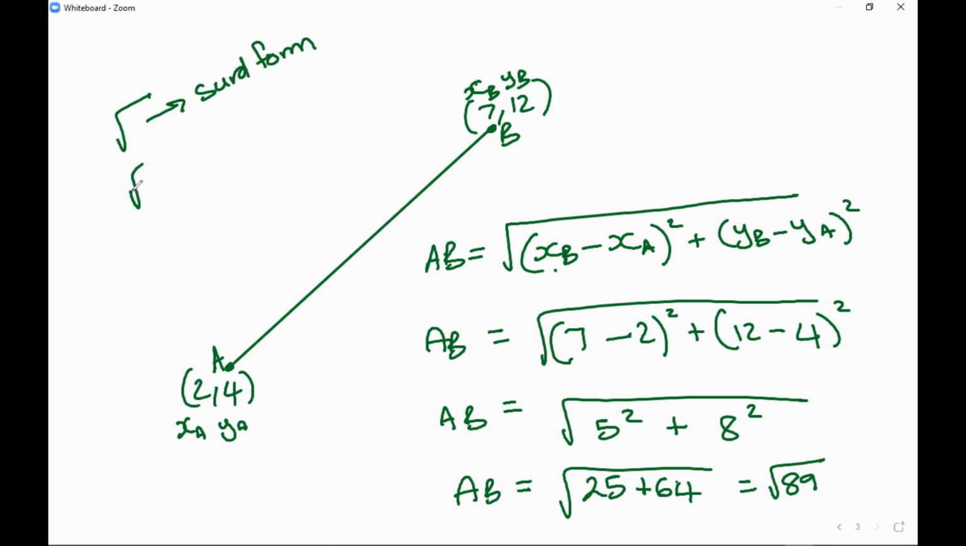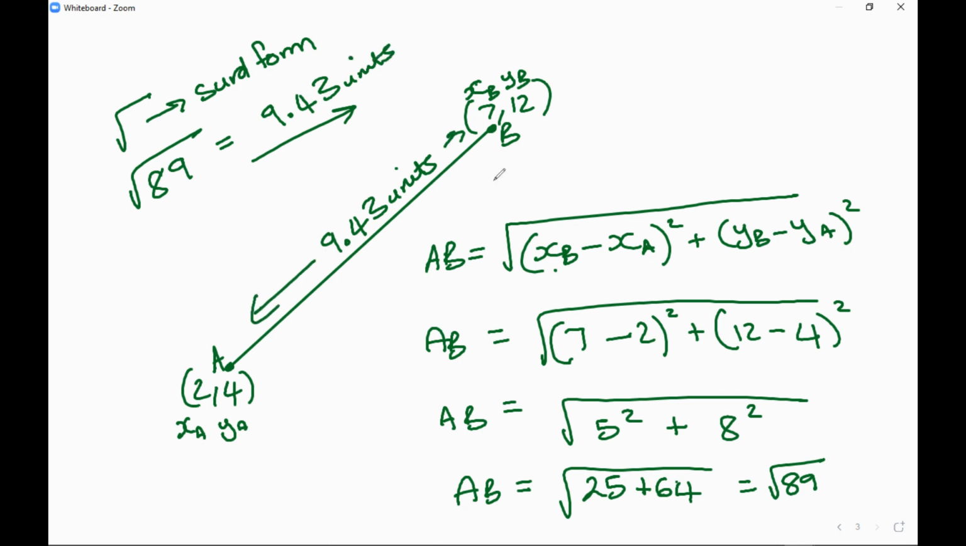If I round off the number with a calculator to 3 significant figures, because 89 is not a perfect square, the square root of 89 will come to 9.43, rounded to 3 significant figures. And that is the length of this line, in units. It's a length. That's what I just calculated.